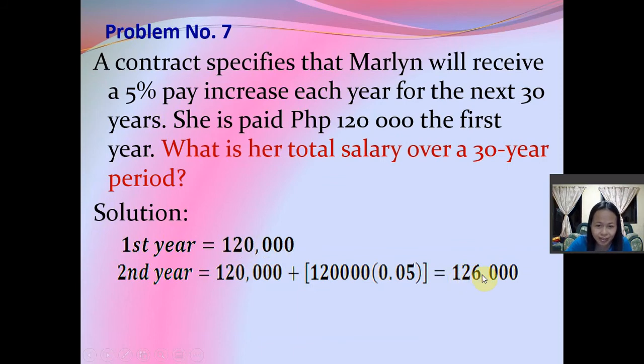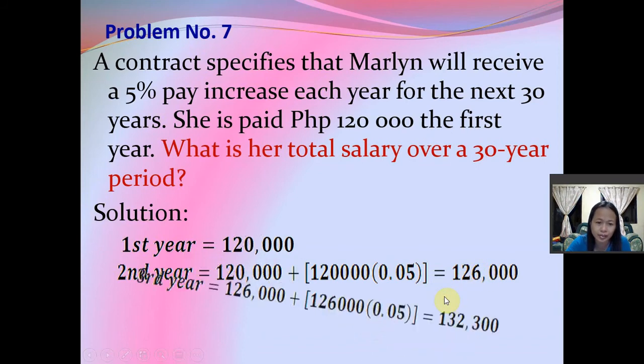126,000. Why is it so? We have 120,000 plus this one, 120,000 times 0.05, since it is stated that there will be a 5% increase. So you are going to get the 5% of 120,000, and then you will add this to her salary in the first year. So we come up with 126,000. This will be her salary for the second year.